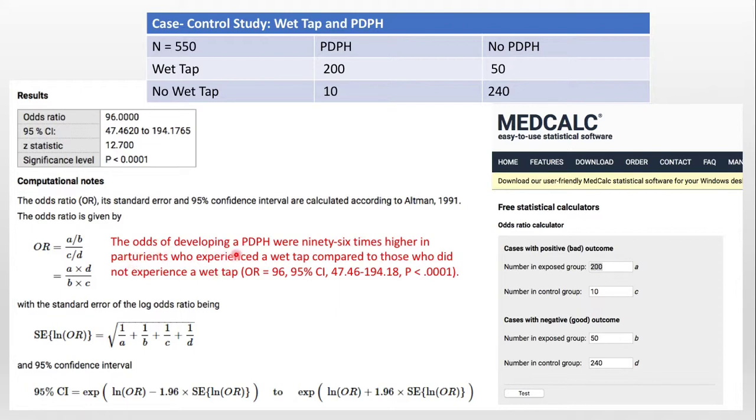So the way you interpret this is that the odds of developing a post-dural puncture headache were 96 times higher in parturients who experienced a wet tap compared to those who did not. And you can see here it's not very precise, it's a pretty large confidence interval for that estimate.